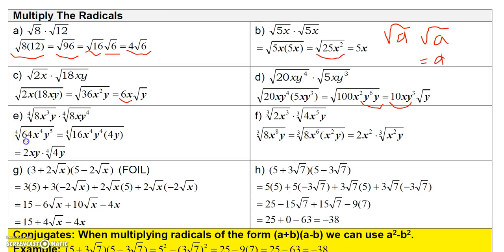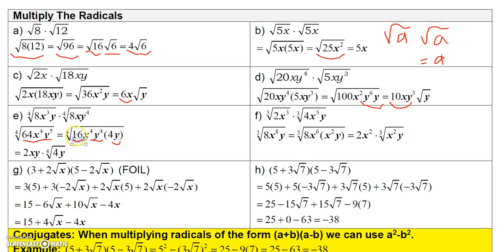So now I need a factor of 64 that I can take the fourth root of, which would be 16, because I know the fourth root of 16 is 2. And then I know I can take the fourth root of x to the fourth. I can't take the fourth root of y to the fifth, but I can take the fourth root of y to the fourth. So I'm going to write y to the fifth as y to the fourth times y. And the 4 is because I had to break the 64 up into 16 times 4. So the 4 stays there.